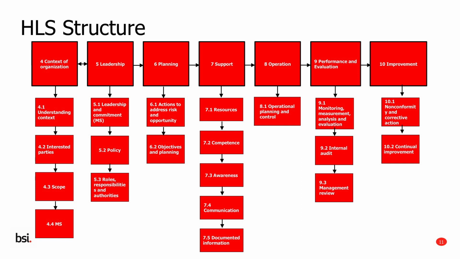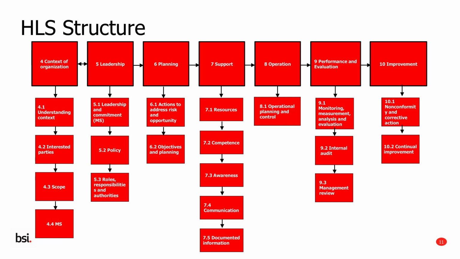4.2 is about interested parties. So 4.2 is about understanding the needs and expectations of interested parties that are relevant to the management system and understanding their requirements. So this would be not just thinking about customers in relation to 9001. It would also be thinking about obviously suppliers, investors, neighbors, regulators, and so on, and identifying what their requirements are.